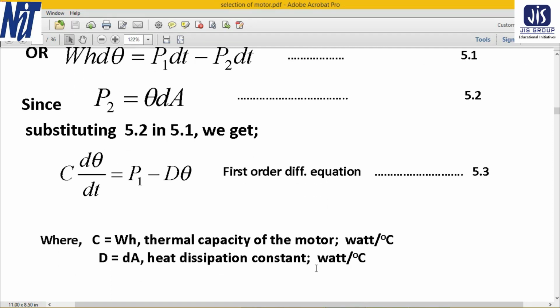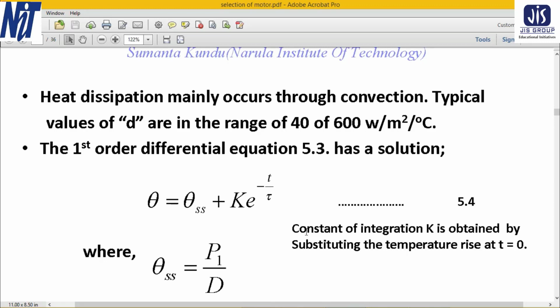One is thermal capacity of the motor, another one is heat dissipation constant. Now heat dissipation mainly occurs through convection. We know heat can be transferred in three ways: radiation, conduction, convection. So here the heat dissipation mainly occurs through convection, and typical value of D.